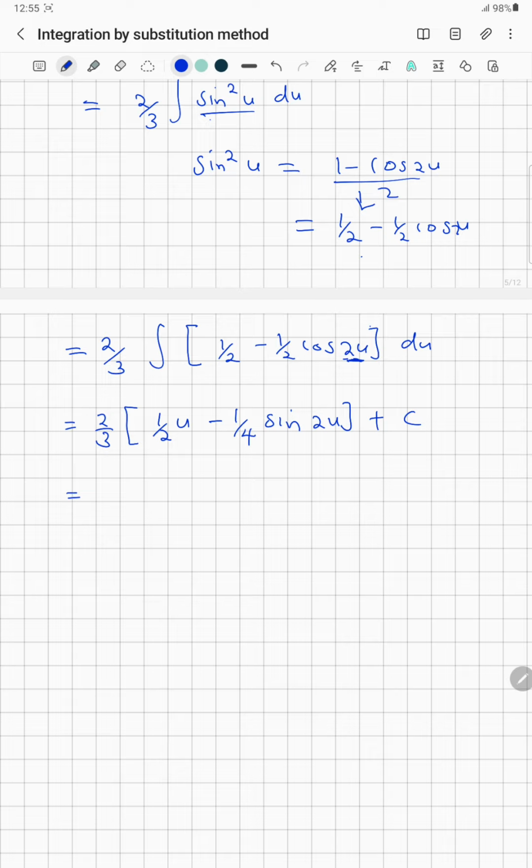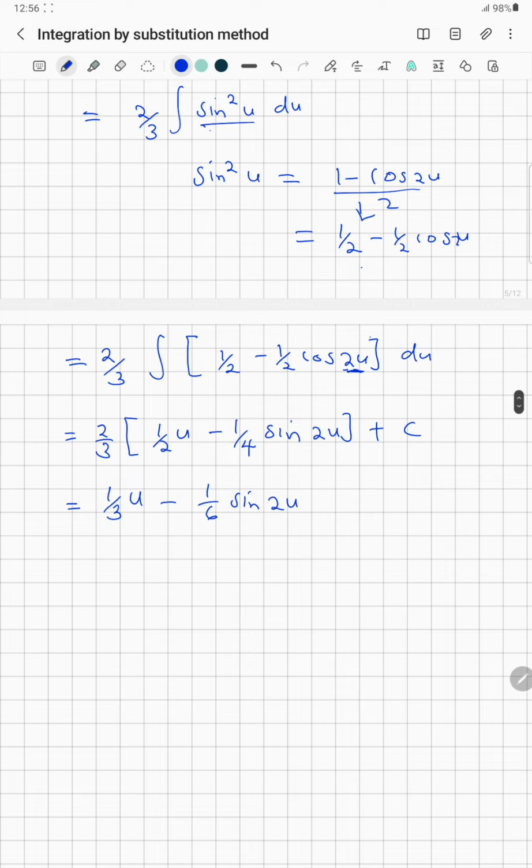So when we open the bracket, this one now will give us a very good function, 1 over 3u minus 2 over 12, or I can just simplify, and when I simplify this one by 2, so I have 1 over 6 sine of 2u then plus c. Now I can replace back 1 over 3u.